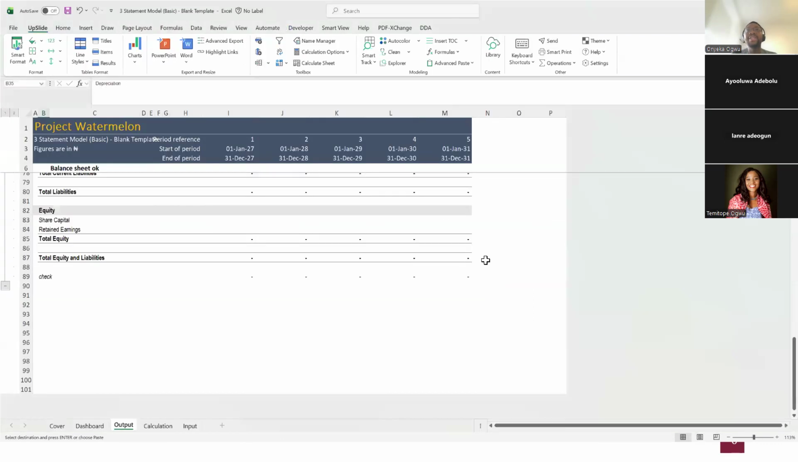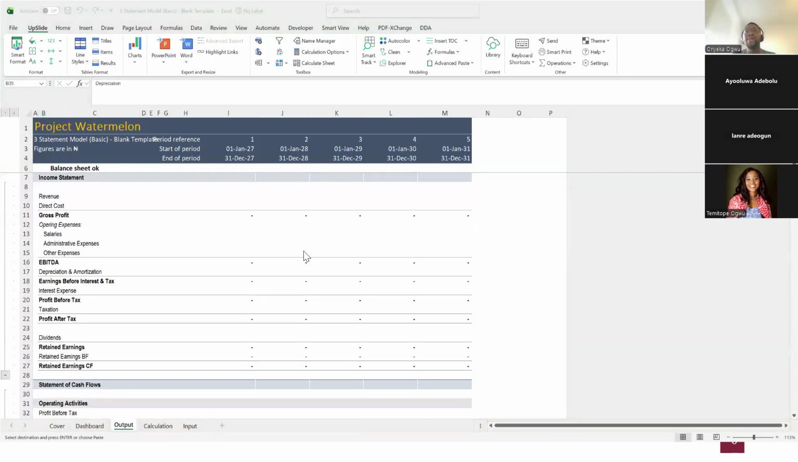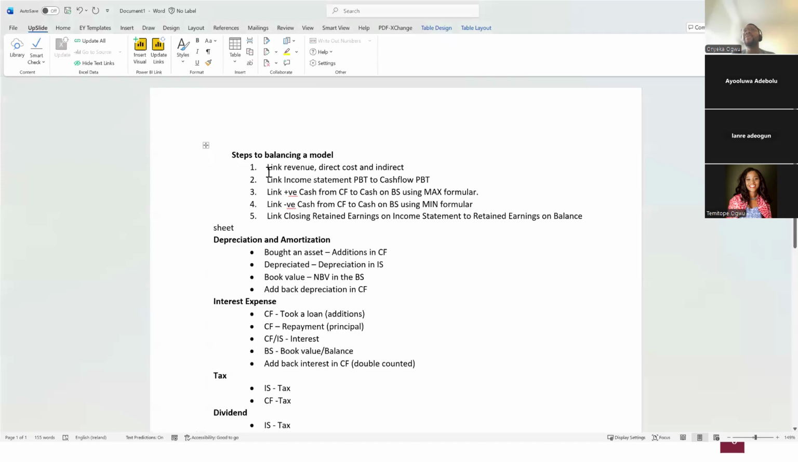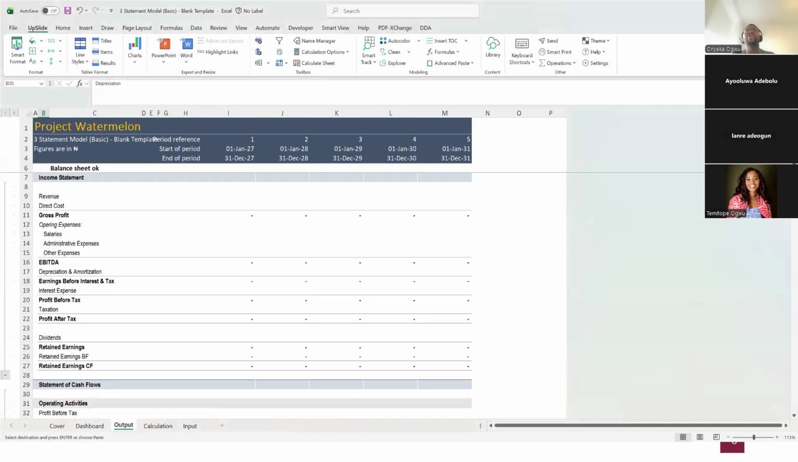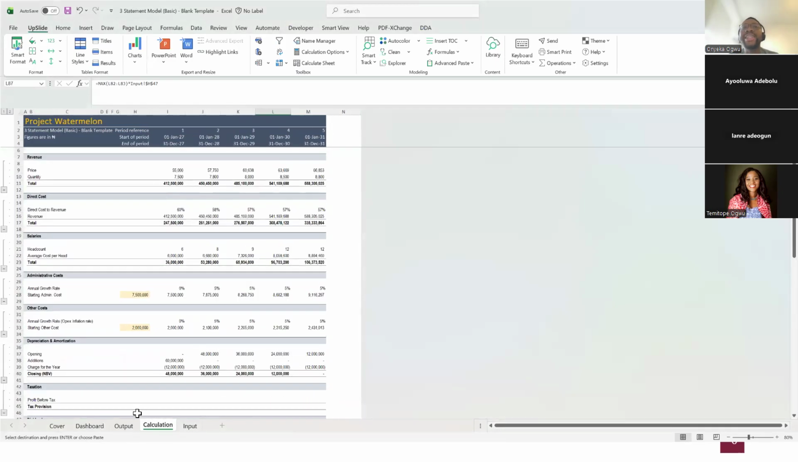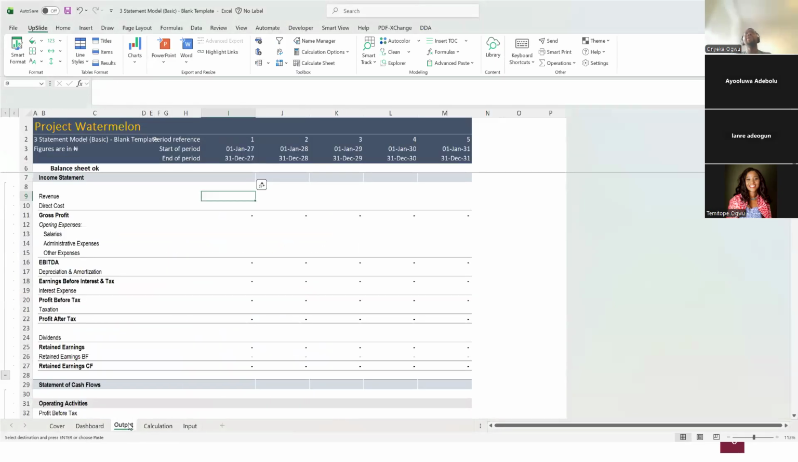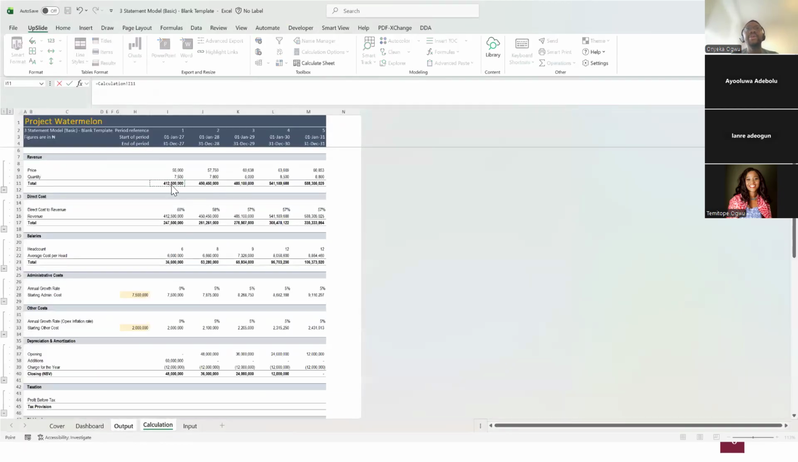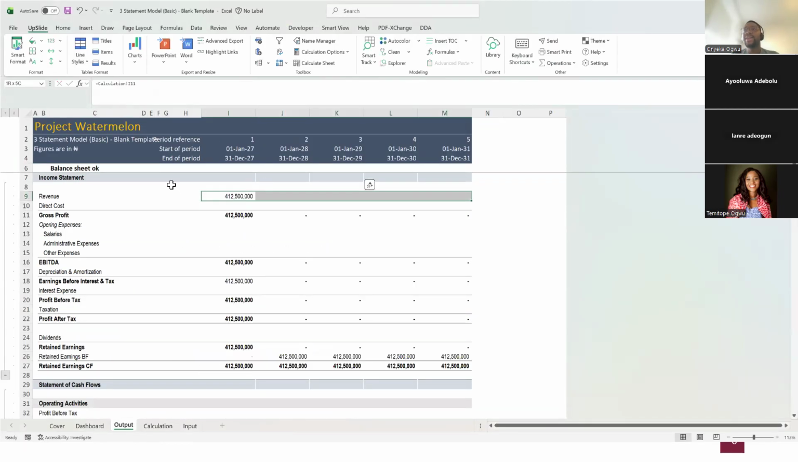So what's the first thing in our steps? Link revenue, direct costs, and indirect costs. We've already calculated everything here. Now, we're not doing any calculation again. We are just linking. So now, link revenue. Revenue is equal to revenue here.